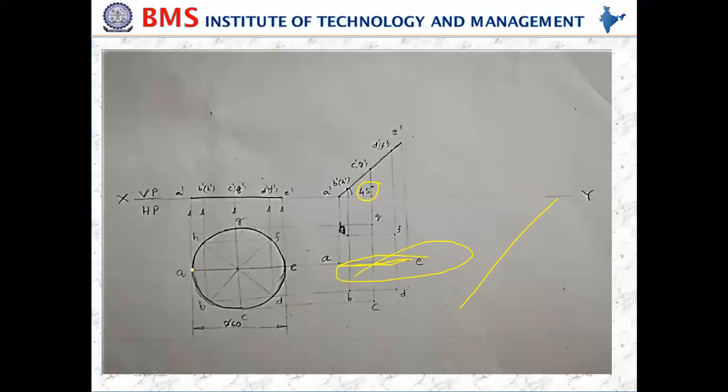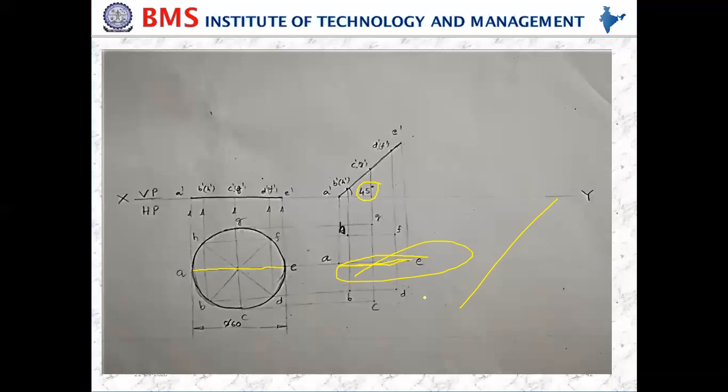Whereas this AE represents what? True length. So what I need to do is, he has given this diameter makes 30 degrees, not this diameter. But in the third question, I have to draw this diameter, not this diameter. So I need to find out the beta angle, because this is the apparent length, beta angle to be calculated.